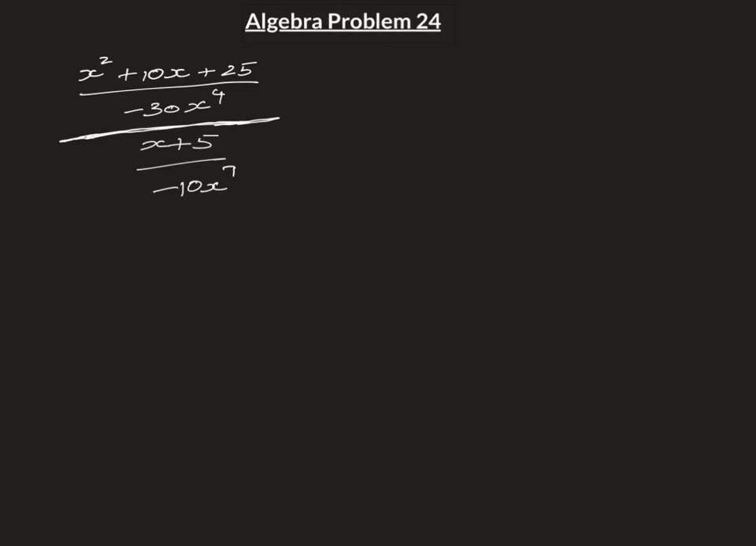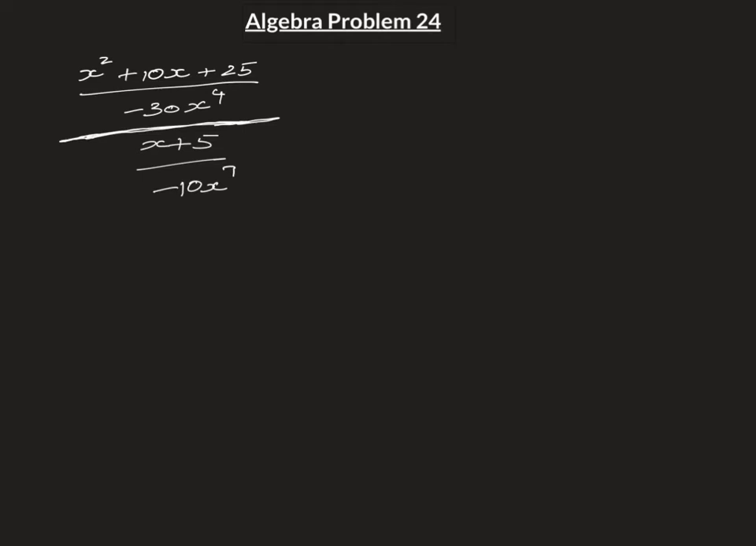In this video, I'll show you how to solve this algebra problem. So we've got x squared plus 10x plus 25 divided by minus 30x to the power of 4 divided by x plus 5 divided by negative 10x to the power of 7. From this, you might get it in this form, where it's just one over the other.